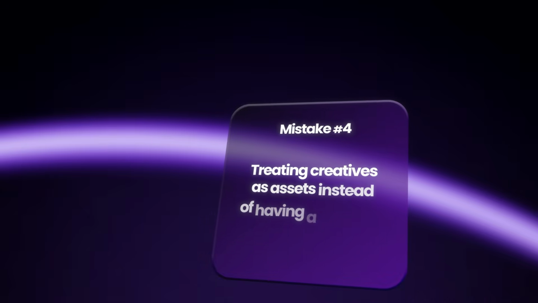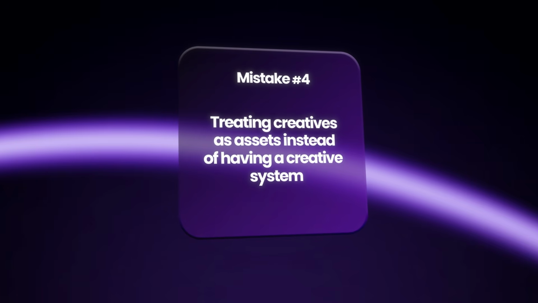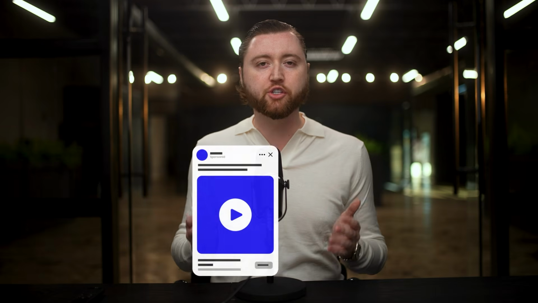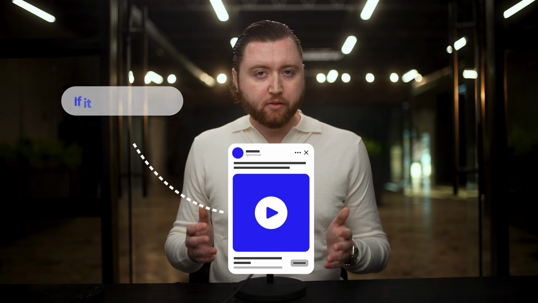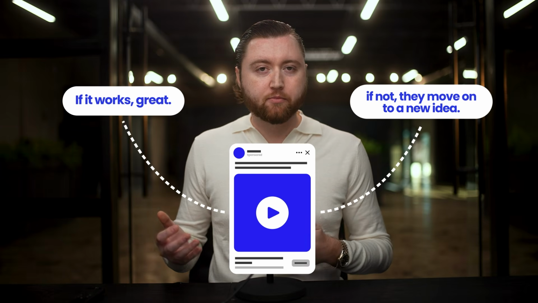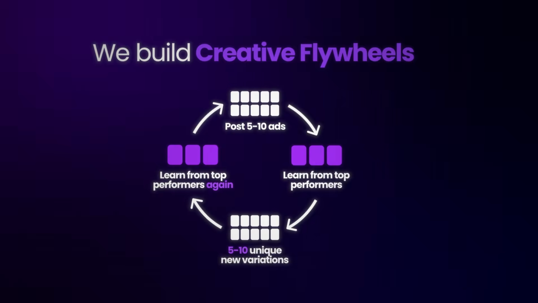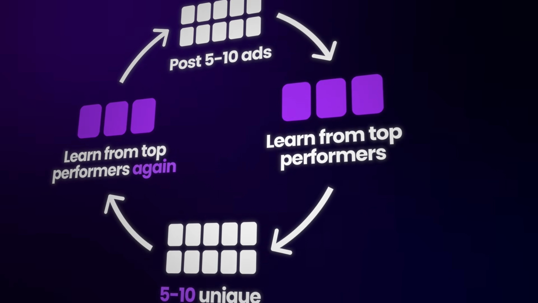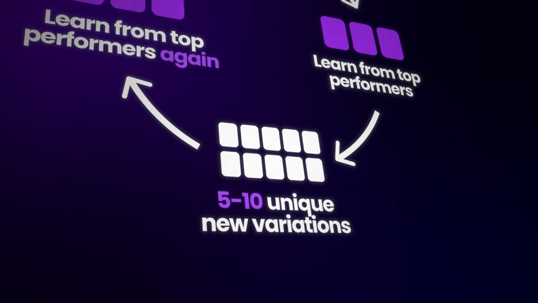Now, the fourth Facebook ad mistake is testing creatives as assets instead of having a creative system. Average marketers, they see each ad as a one-off ad. They launch it, hope it hits, and then move on. We build creative flywheels, feedback loops where top performers inform the next 5 variations, 10 variations, and so on.